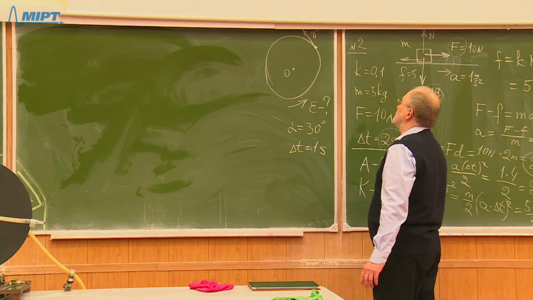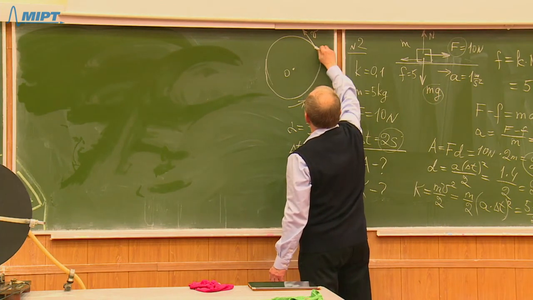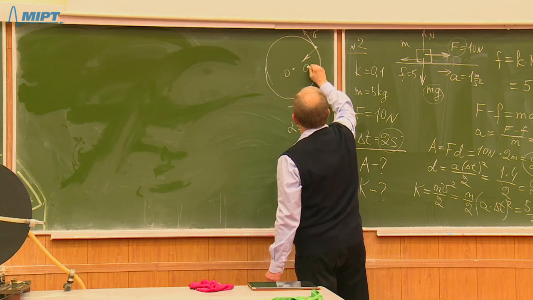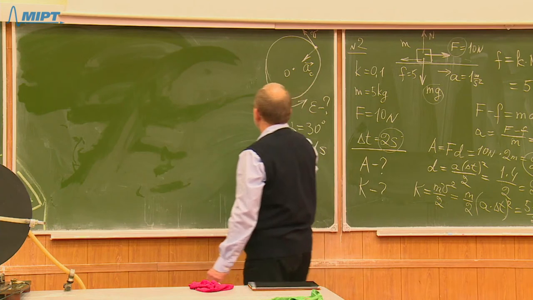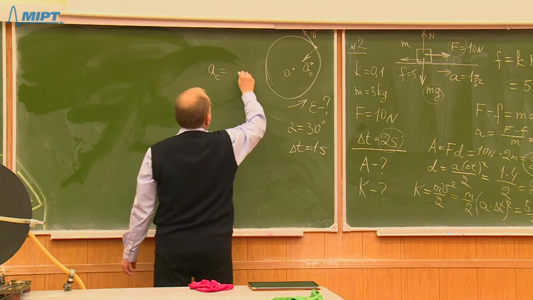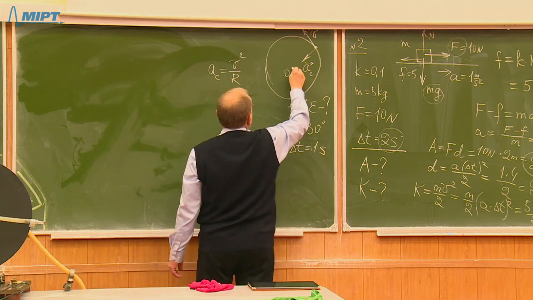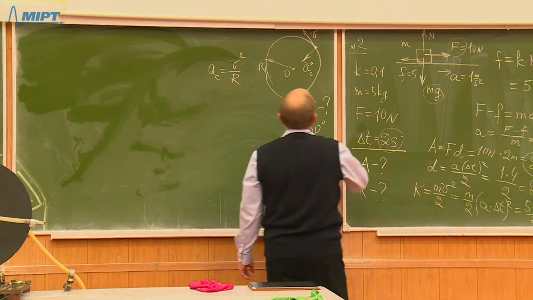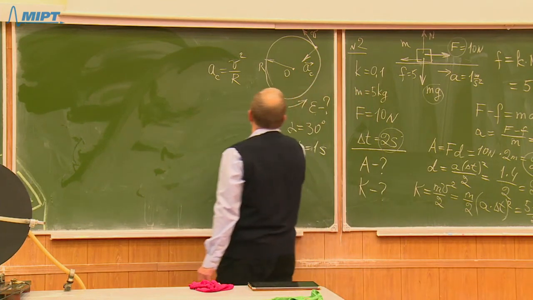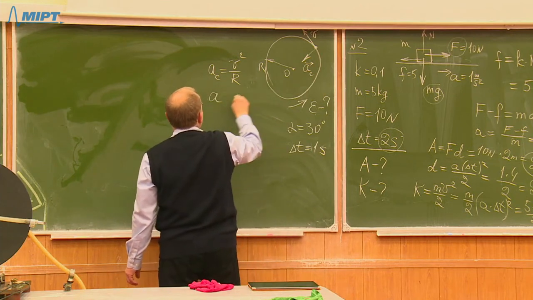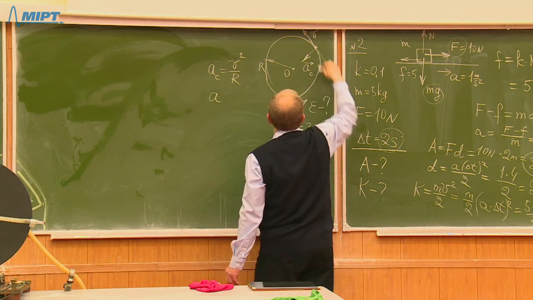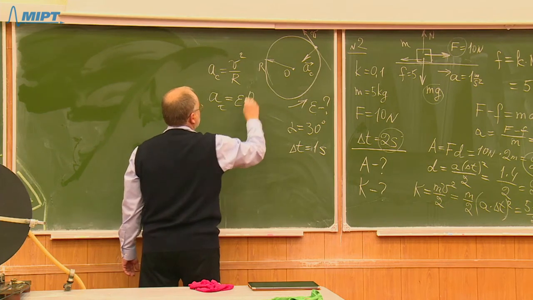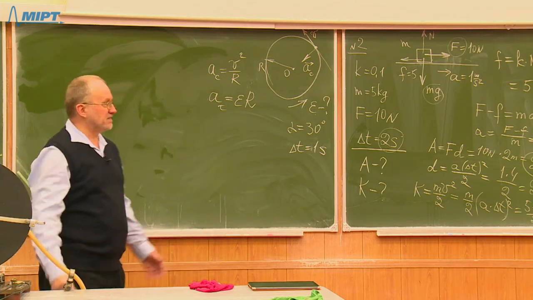And what are the accelerations involved here? If we have some linear velocity, then surely there will be some vector of centripetal acceleration. This is a_c, the vector of centripetal acceleration. And we know what centripetal acceleration is in magnitude: v squared over the radius of the wheel. And also there is angular acceleration, epsilon. So there must be a tangential acceleration directed along the tangential line to the trajectory of this point. Tangential acceleration is related to angular acceleration. It's equal to angular acceleration times radius. All these are simple formulas from kinematics of rotational motion.